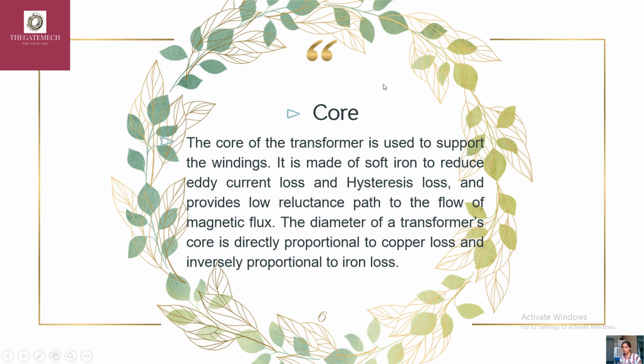So the first component of a transformer is the core. The core of a transformer is used to support the winding. We can say that whatever the winding is mounted on, that's the core. It is made up of soft iron with low hysteresis loss, and provides a low reluctance path for the flow of magnetic flux. The diameter of the transformer's core is directly proportional to copper loss and inversely proportional to iron loss, right? So this is a core.